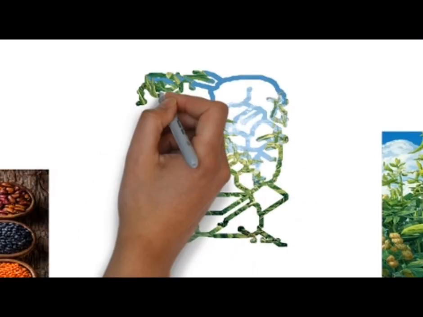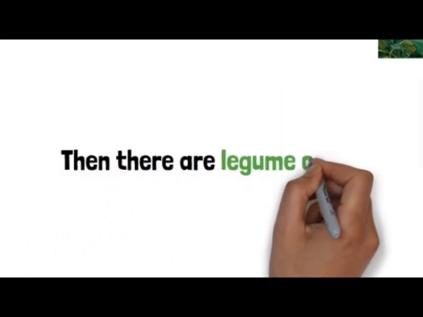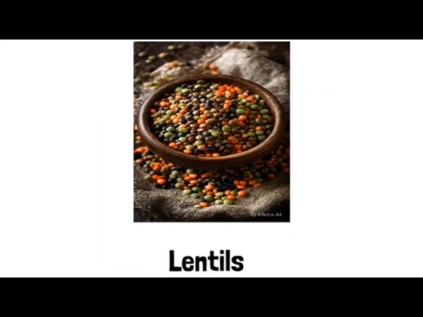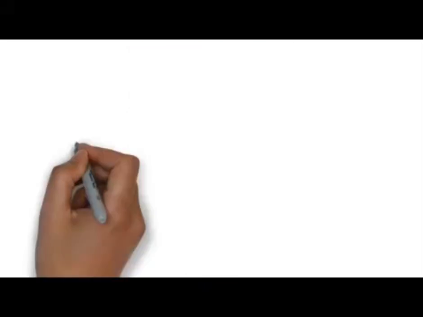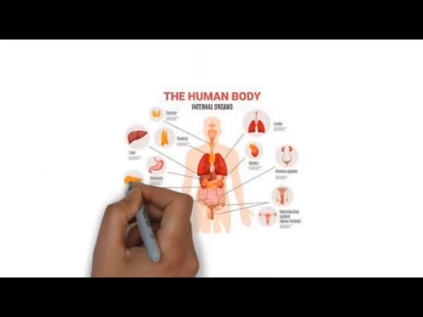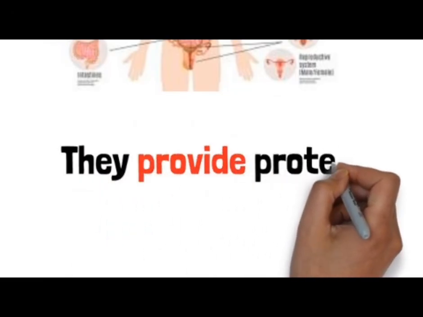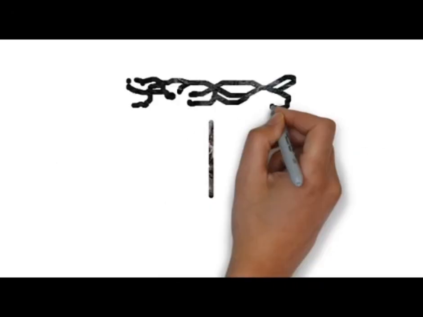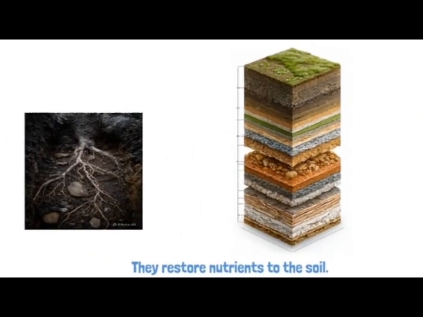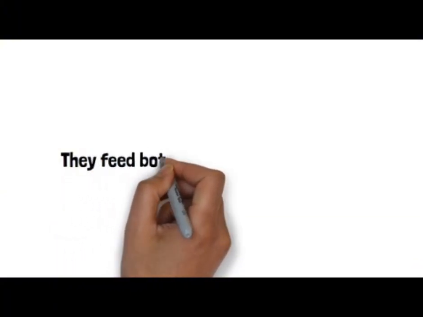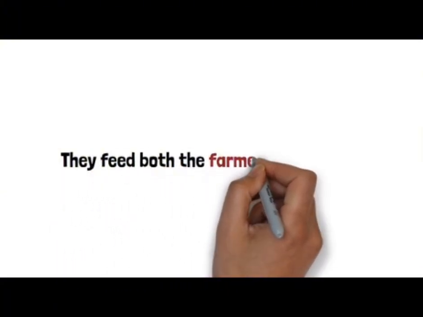Then there are legumes, crops like beans, lentils, peas, and groundnuts. These are valuable not only because they provide protein, but also because they restore nutrients to the soil. It's as if they quietly feed both the farmer and the land at the same time.